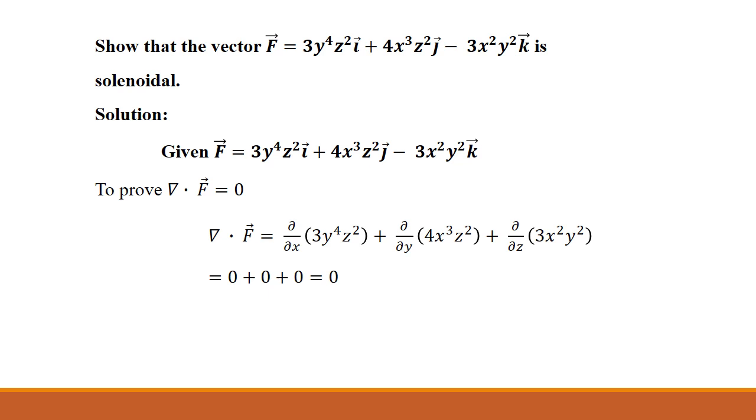Here the solution: given f vector equal to this value, find the value of del dot f vector. Del dot f vector means dou by dou x of the coefficient of i vector, that is 3y power 4 z square, plus dou by dou y of the coefficient of j vector, 4x cube z square, plus dou by dou z of the coefficient of k vector, that is minus 3x square y square. Here dou by dou x gives 0, dou by dou y gives 0, and dou by dou z of minus 3x square y square is equal to 0. Here del dot f vector equal to 0, therefore the given vector is solenoidal.